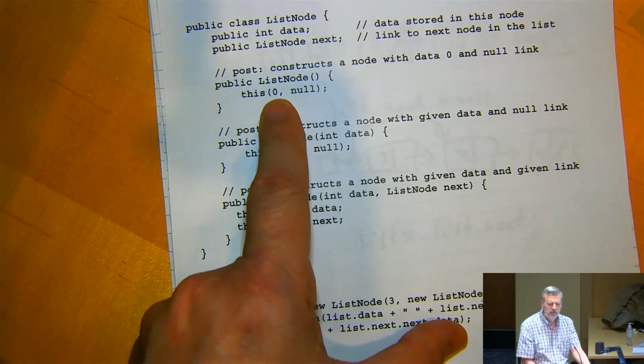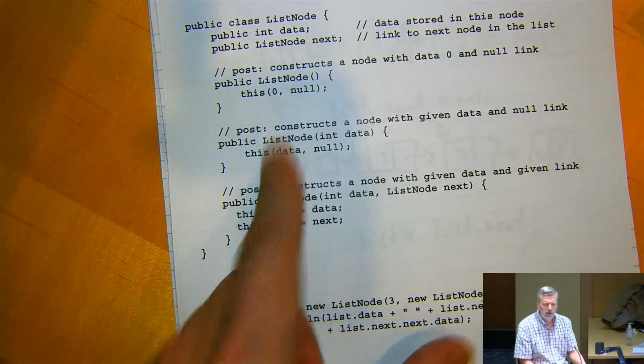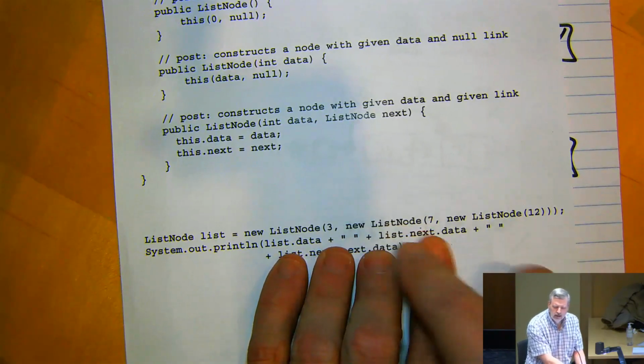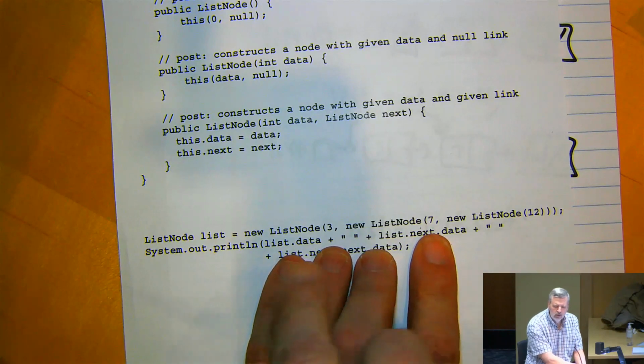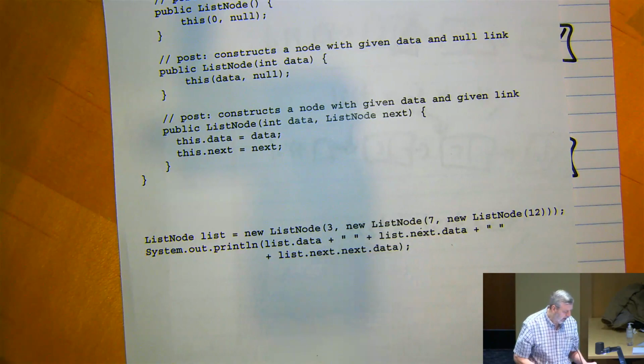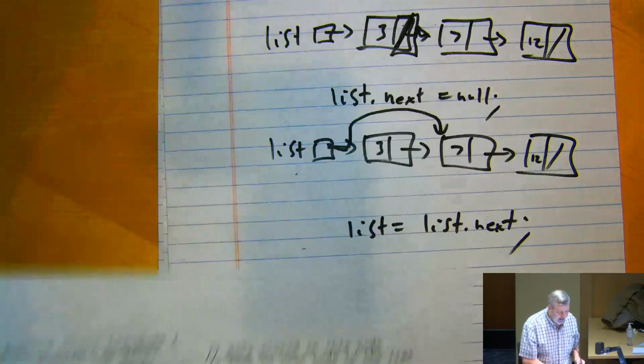And if they don't specify what the data is, we'll assume that it's 0. So that's kind of nice that now with constructors, we can make that list with the 3, 7, 12 all in one line of code by using the constructor. So I wanted to mention that.